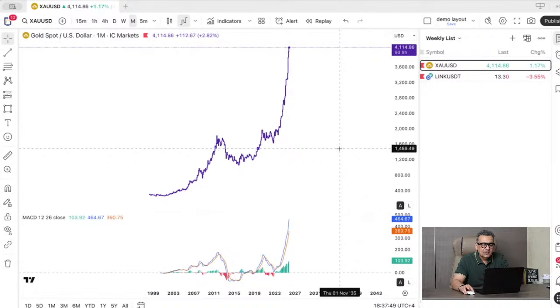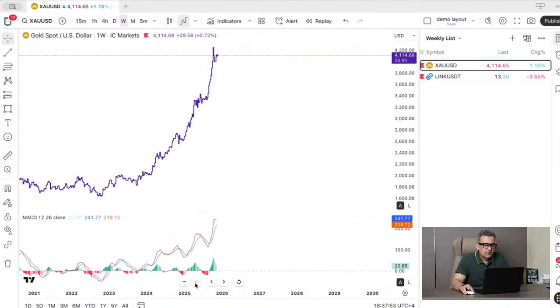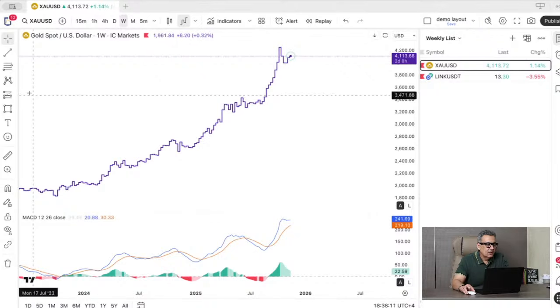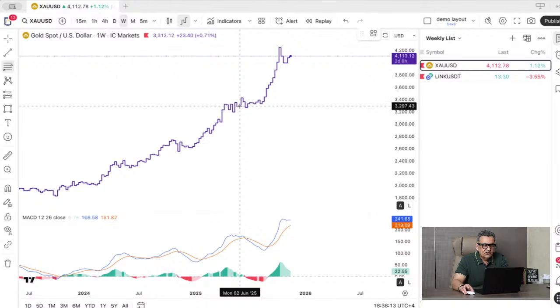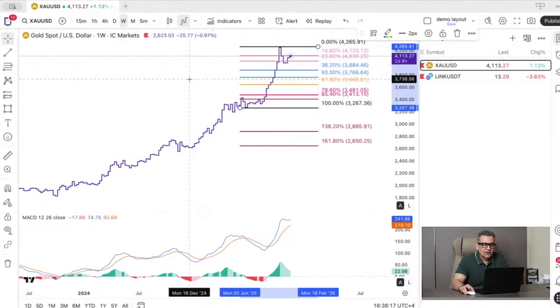Now I'm switching from monthly to weekly chart. And on the weekly chart, I'm going to zoom in and I'm going to apply fib retracement. So our previous leg up started from this area. So this is around 3250. And from 3250, gold rallied relentlessly to 4390 mark. So I'm going to apply fib retracement on this leg. So connecting the lowest with the highest on fib retracement.